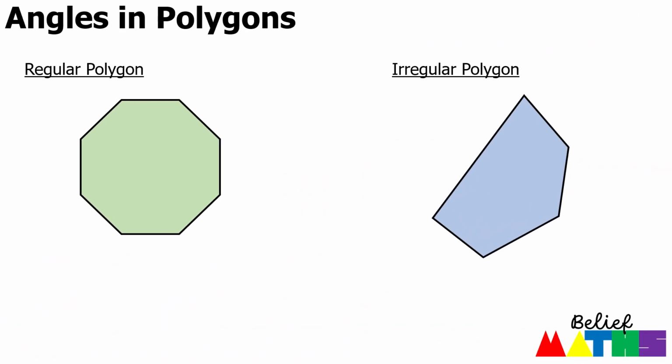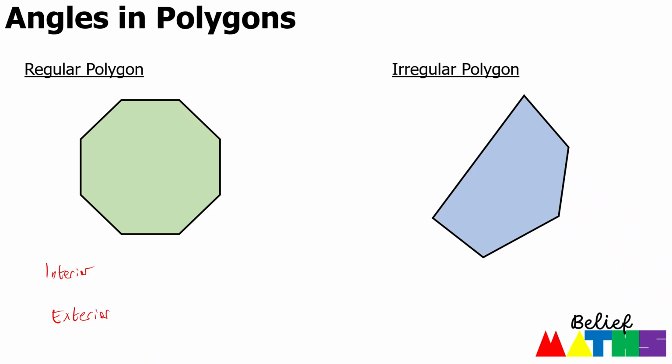One of the last things to do with angles is angles and polygons. Now a regular polygon just means all the sides and all the angles are the same. Irregular polygon means the sides and angles aren't the same. Now in a regular polygon, you could be asked to find the interior or the exterior angle.